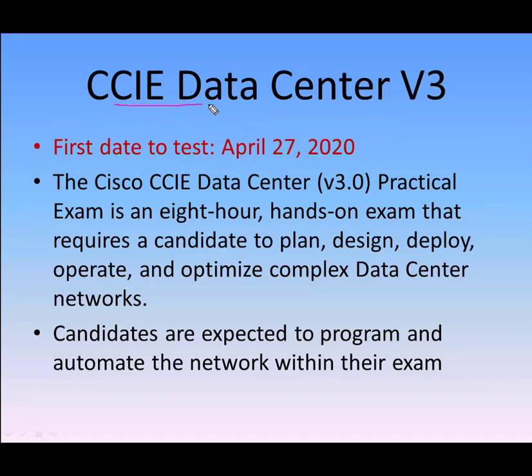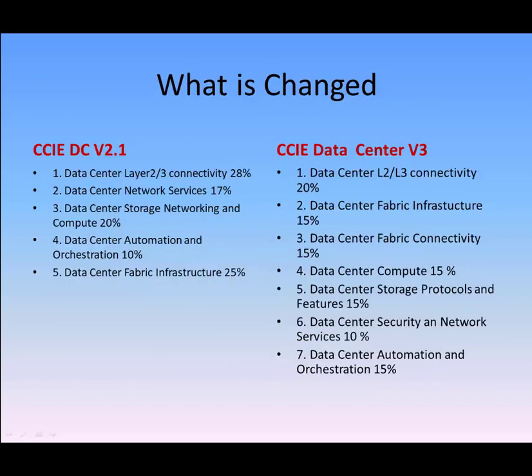Next is CCIE Datacenter version 3, and it's starting on the 27th of April, along with the other tracks. As we all know, it's an 8 hour long practical exam where we will be asked to plan, design, deploy, optimize, and finally program the network. If you notice, the automation is mentioned already in the summary. Let's take a look at what's changed.